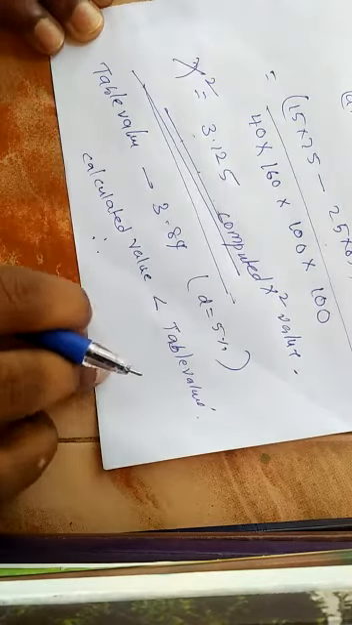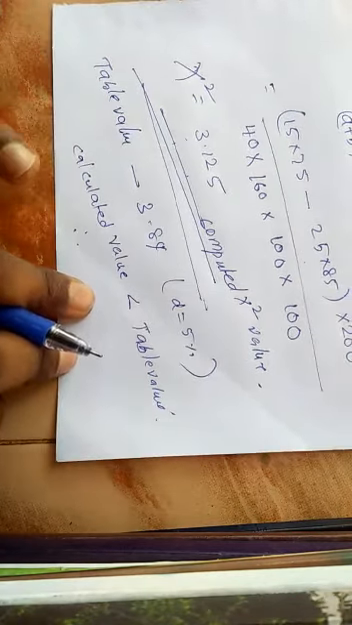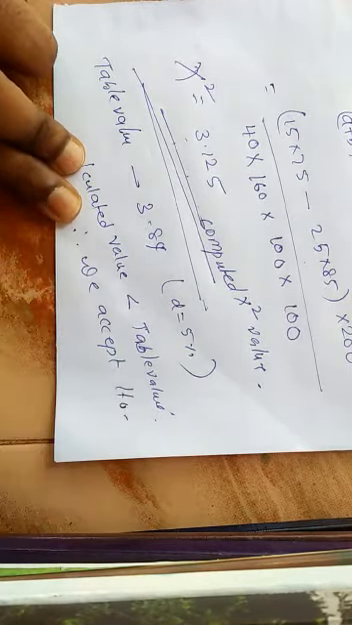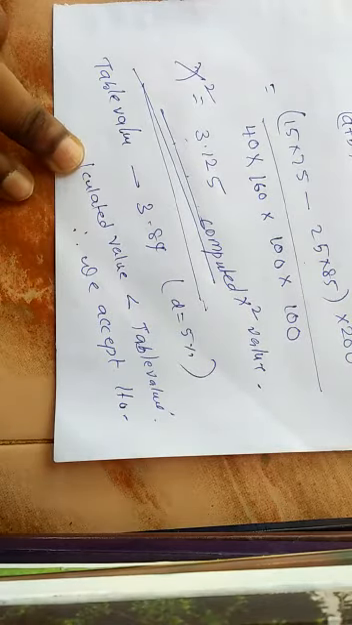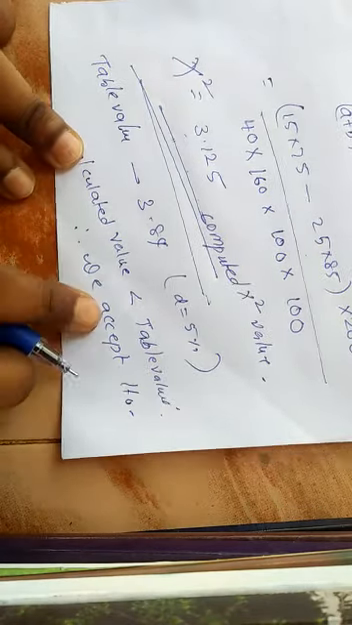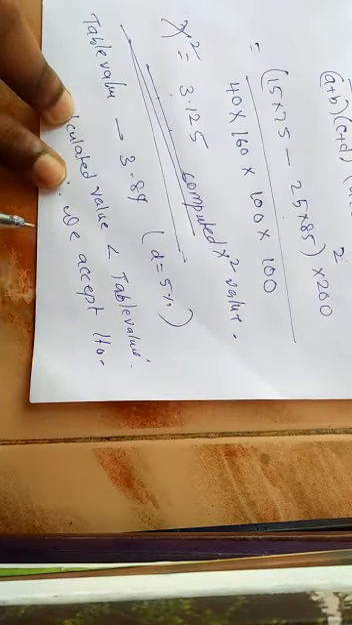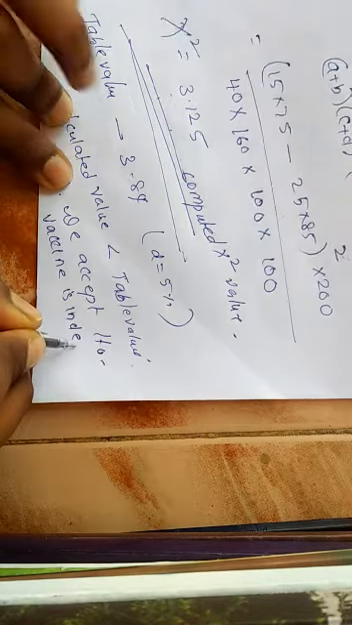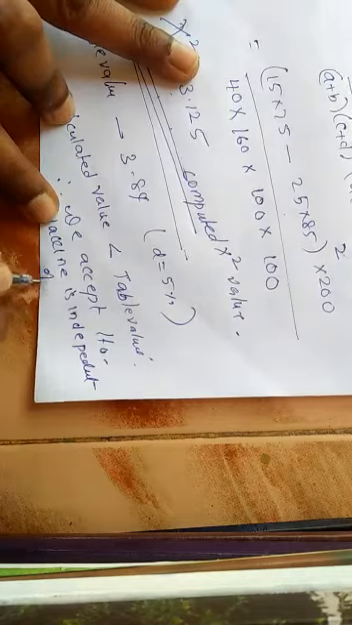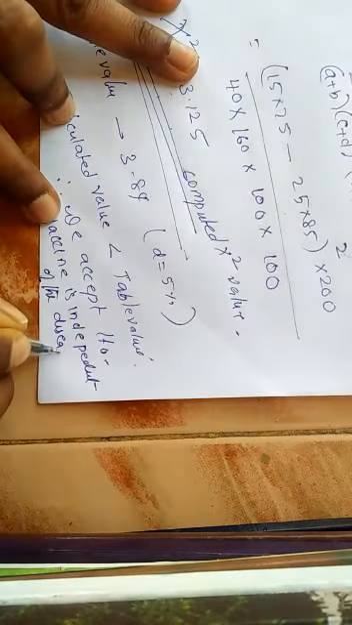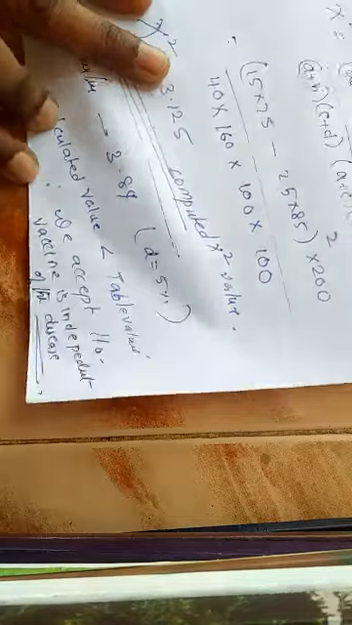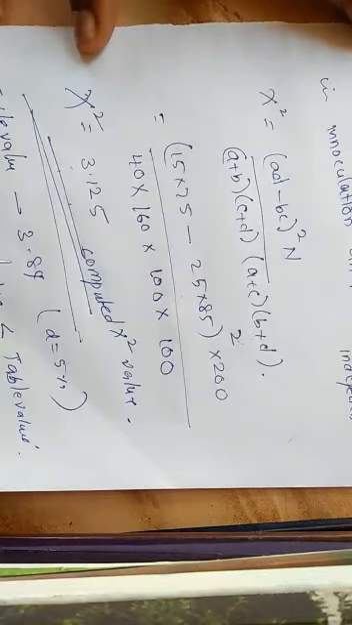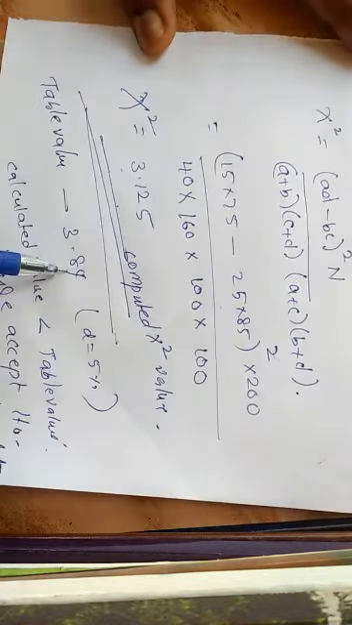Therefore, we accept the H0. We accept null hypothesis. That means two attributes are independent. That is, disease and vaccine are independent of each other. Okay. Here the tabled value is given, otherwise you find out the tabled value. Okay.